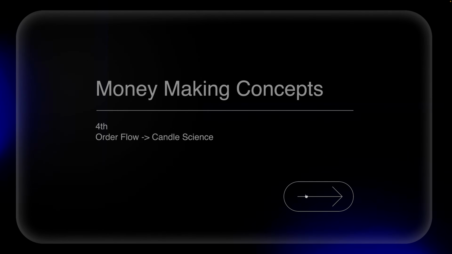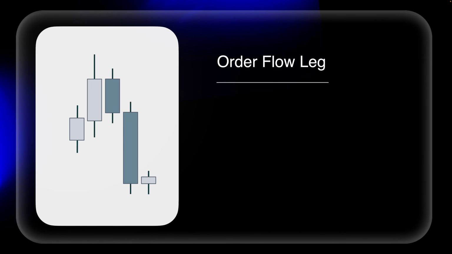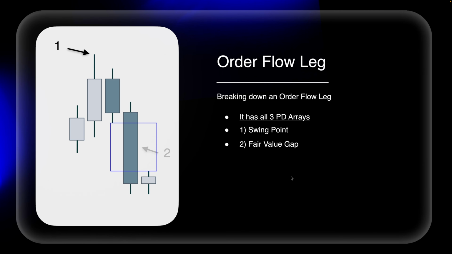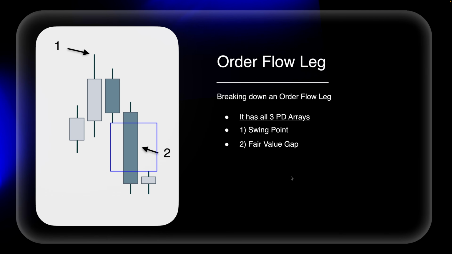The first thing that we need to go over right here is to revisit the order flow lag. In the previous video, we talked about order flow more in depth, that it has all three PD arrays, so that swing point, that fair value gap. If there's no fair value gap, then it's no order flow lag. So it all comes down to understanding that fair value gap. And that fair value gap right there leads then to an order flow lag. And that leads then to us knowing the intention of price, so where price wants to go. Does it want to continue higher or continue lower?